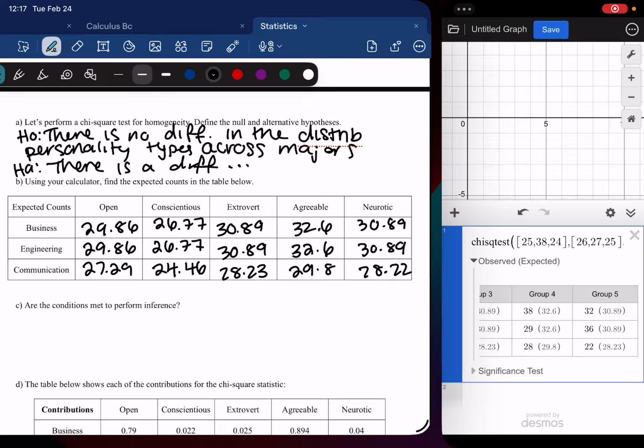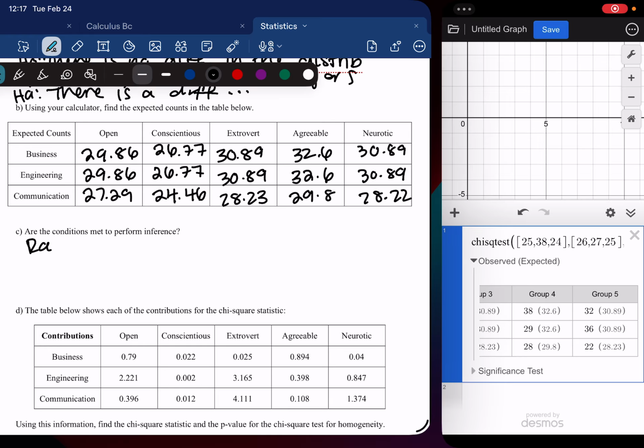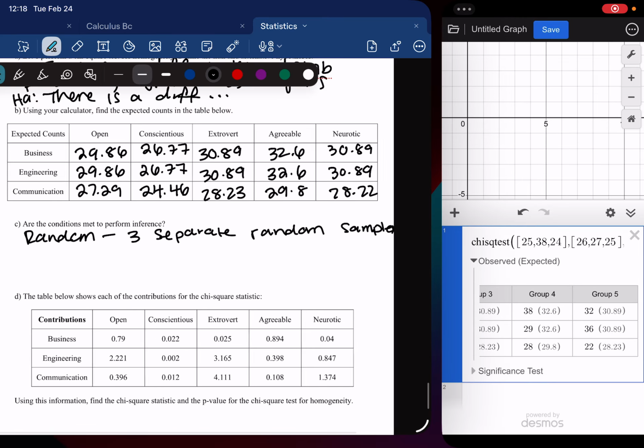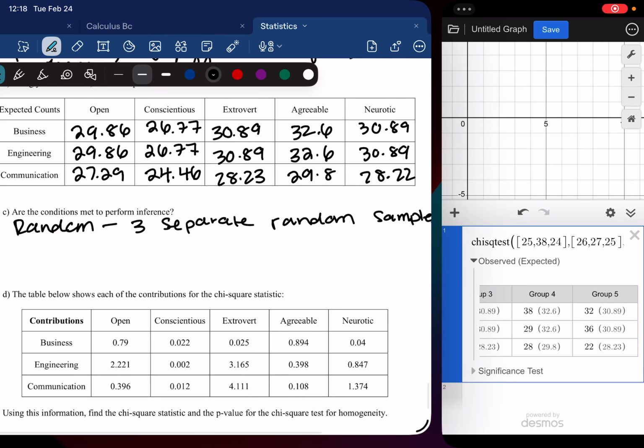On part C, it says, are the conditions met to perform the inference? Are we going to put yes? No. We're going to prove all three conditions. So what's the first one? Random. Does the problem mention these samples being random? What specifically does it state? Good. 3 separate random samples. Remember, whatever the problem states, go ahead and write that. 3 separate random samples.